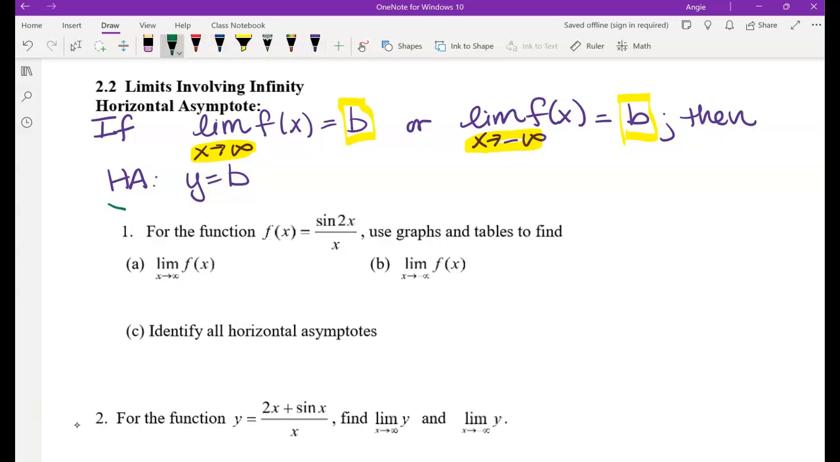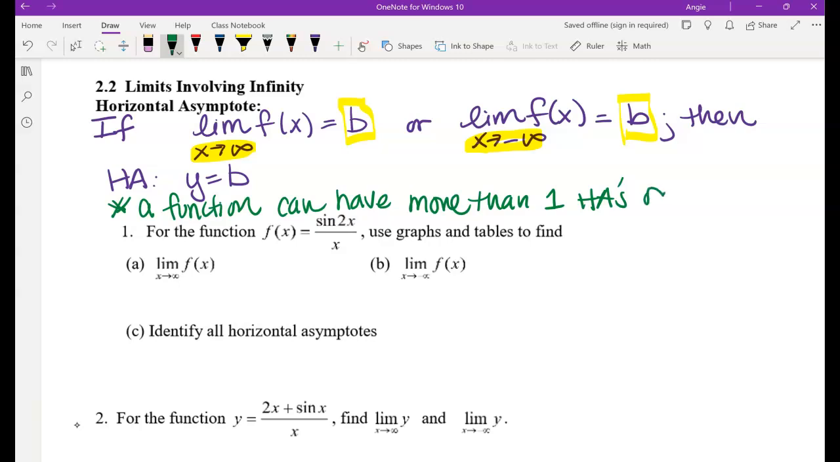I am going to make a remark though, guys. A function can have more than one HA, or no HAs at all. Because in Algebra 2, we studied that a function could have multiple VAs, vertical asymptotes, but I do not remember teaching that a function could have more than one HA, so that's why I want you guys to be aware.